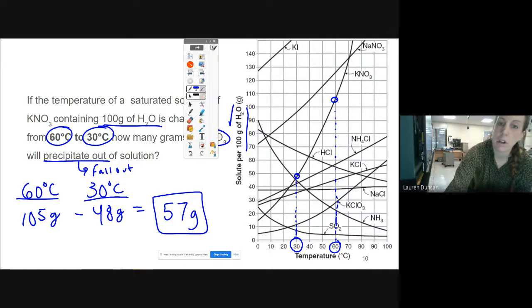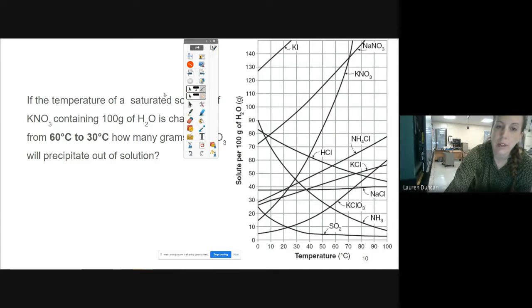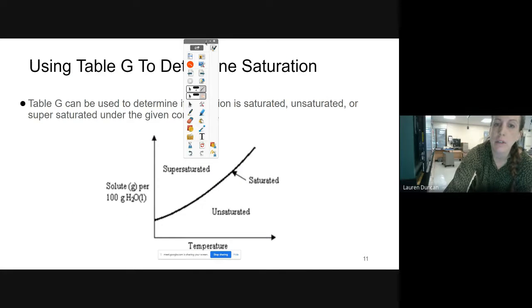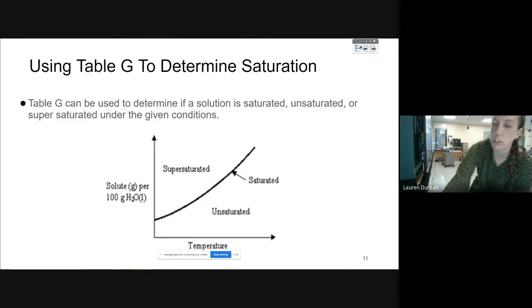All right, so the last thing we're going to talk about today is how you can use Table G to determine if a certain solution is saturated, supersaturated, or unsaturated. It's all relative to the coordinates you're given, the temperature of the solution versus the dissolved mass of solute. It's all about how those coordinates relate to the curve itself.